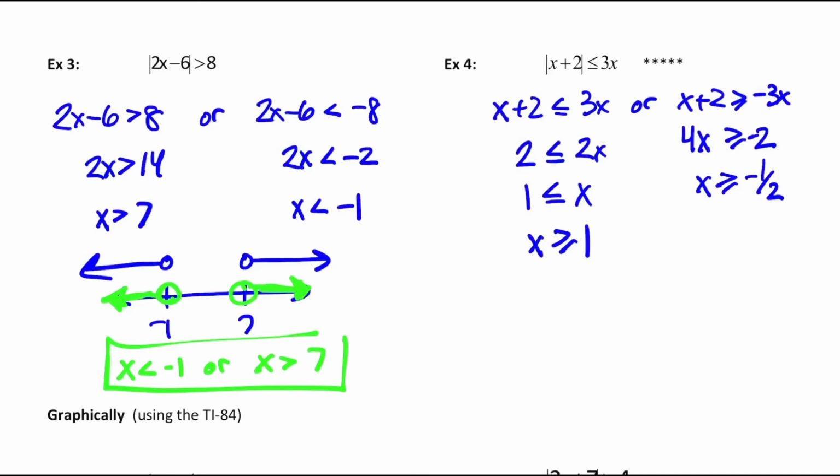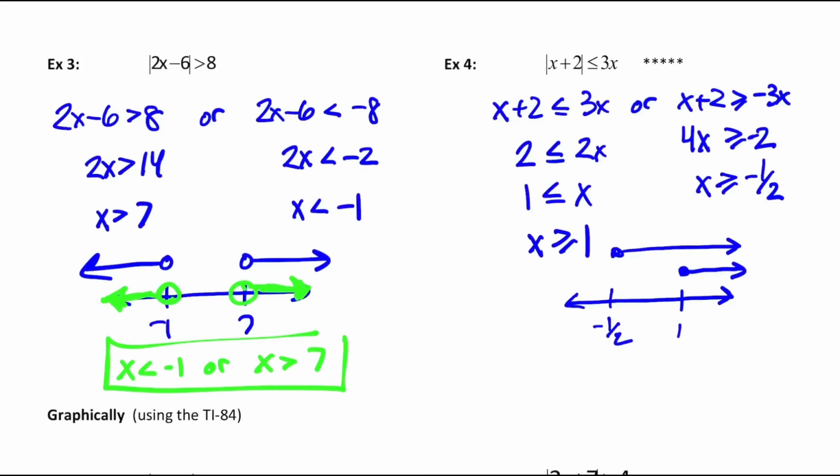So you think to yourself, okay, well, yeah, I've done this before, no problem. Negative 1/2 is less than 1, so negative 1/2 over here, 1 there. X is greater than or equal to 1, so closed circle shaded to the right. X is greater than or equal to negative 1/2. Well, this is kind of weird.